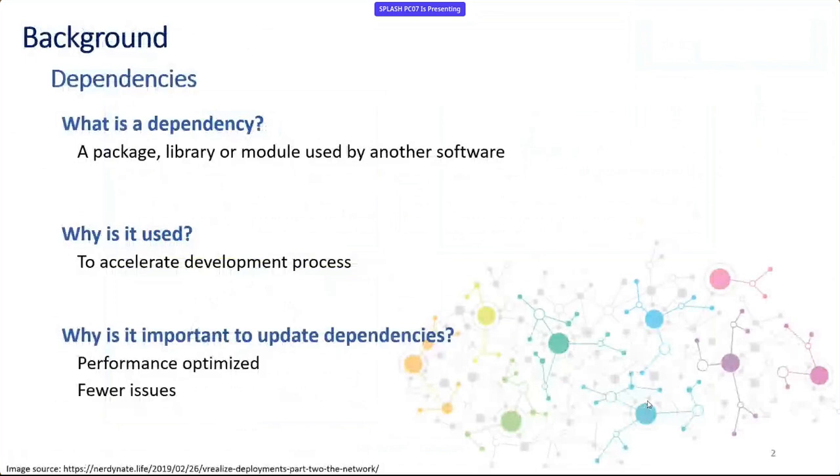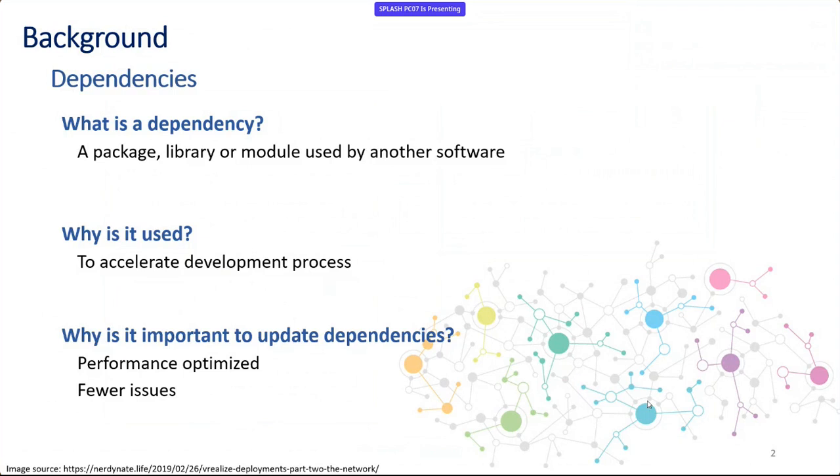Just to give a background on what a dependency is, a dependency can be a package, library, or a module which consists of logically related classes or modules that are deployed as a separate package to be used by other entities. Through this research, we'll be looking at external dependencies mainly, and dependencies are used basically to accelerate the development process as they are already developed modules that can be reused by other software.